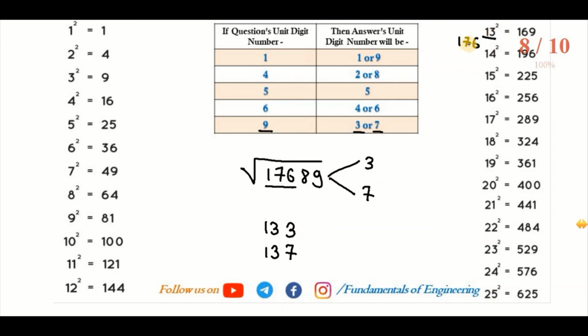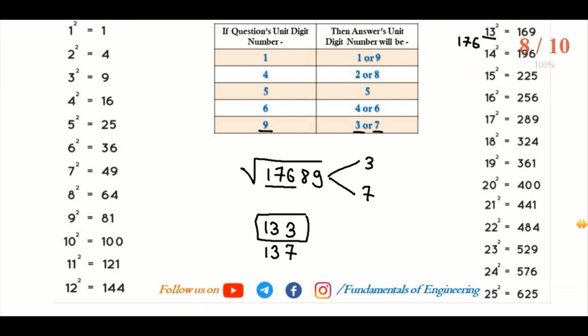Now find out 176 is near to which perfect square number. So we can see here 169 and 176, they are near. 176 and 196, the difference is more. So 169 is near, which is the perfect square of 13. So the top value we are getting, so we have to select this 133. That is the square root of 17689. Hope you like it.